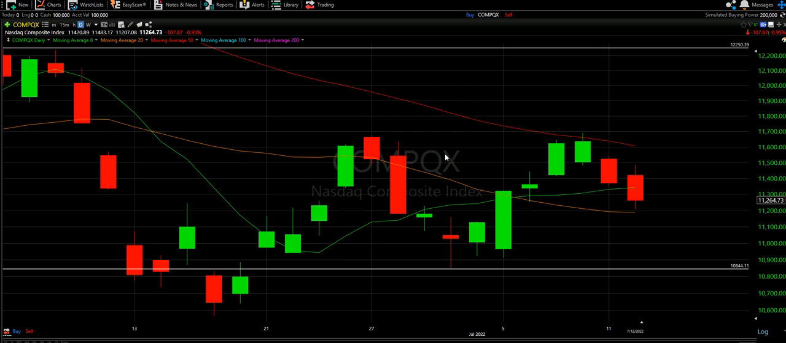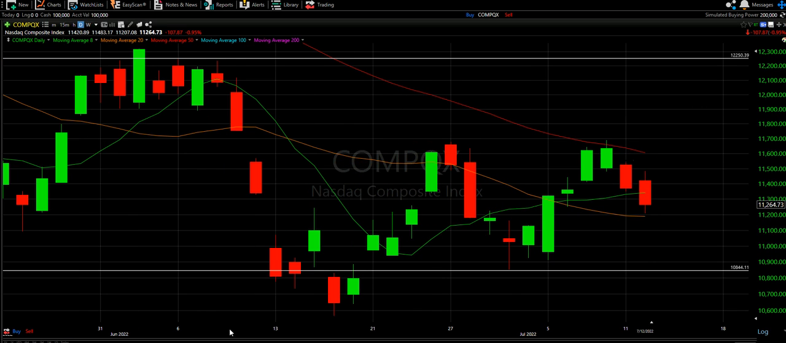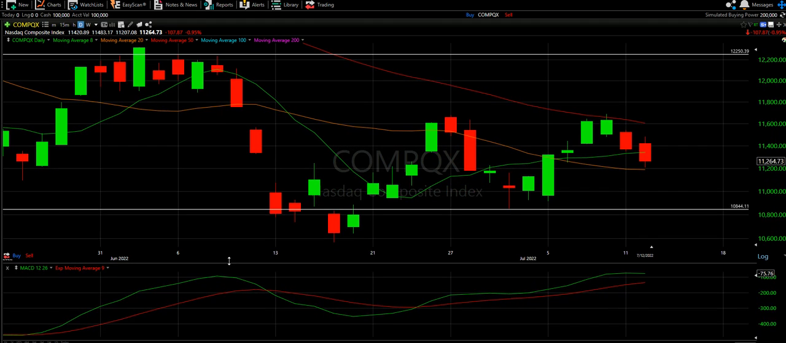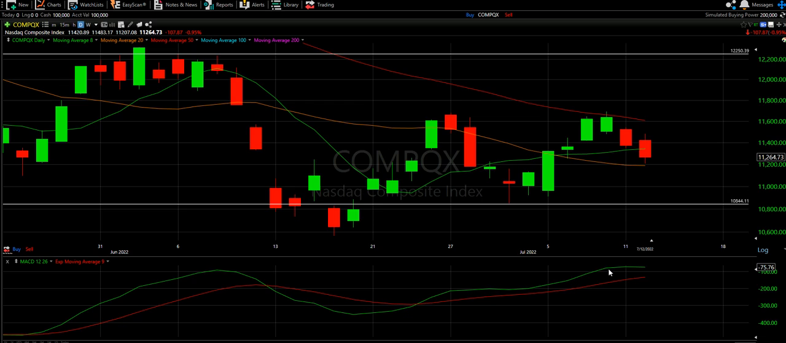Let me zoom back out. Let's see what these lower indicators say. I kind of peeked at them before I hid them. So the MACD does look like it's now starting to cave back down. Nothing drastic on the MACD yet, but it looks like the red is starting to catch up to the green, and it kind of looks like the green might be tapering down.